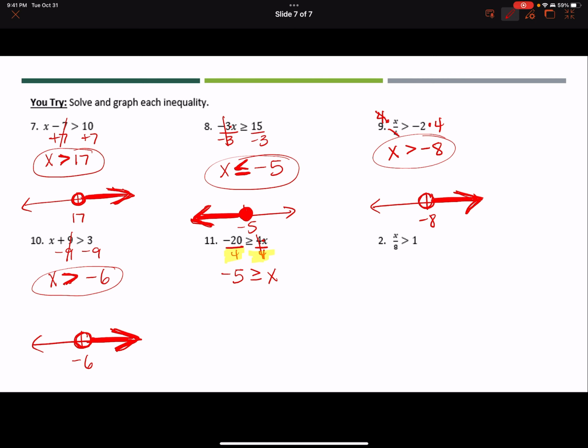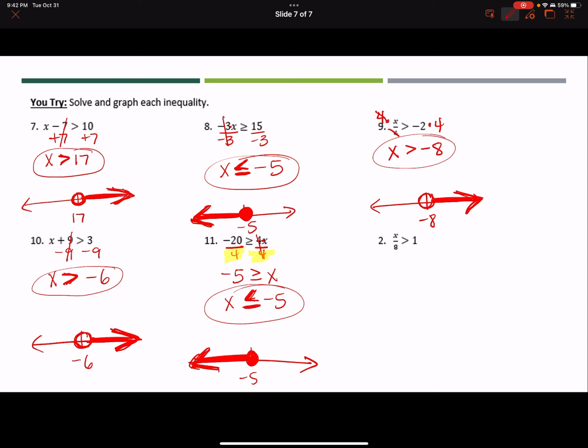But I don't like that x is on the right-hand side. So if I want to flip the x and the -5, now I am going to flip the inequality to be able to flip those. All right, so I have -5. Because of this or equal to, I have a closed circle. And it's x is less than or equal to, so we're shading down here.